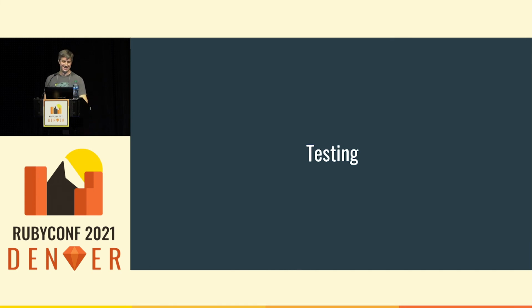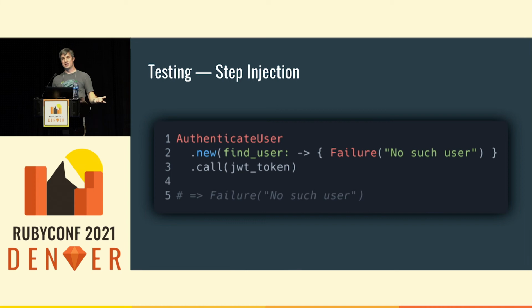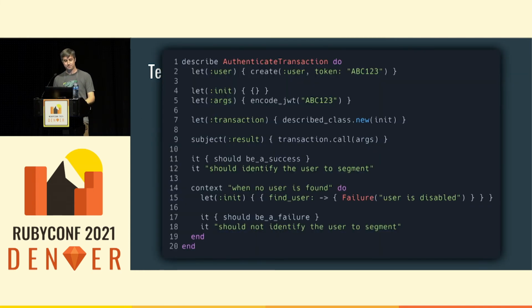My other favorite thing about transactions is how easy they make it to test them and your app that uses them. Because each step is defined at the class level, it's known to the transaction, and it has a list of all the steps that were defined with the DSL. This makes it possible to override the implementation of the step at runtime. In fact, you can use dependency injection to pass a whole new implementation of a step to the initializer of the transaction itself. Here, we've replaced the find user step, which did the DB lookup, with a lambda that just returns a failure. This causes the step to fail, which causes the transaction to fail on that step.